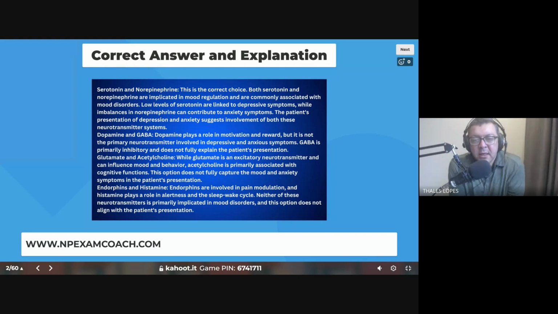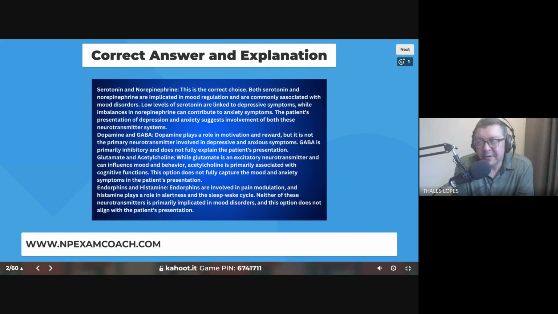It's the correct choice. Both serotonin and norepinephrine are implicated in mood regulation and are commonly associated with mood disorders, right? So with low levels of serotonin, we think of depression-like symptoms, even anxiety. But an imbalance of norepinephrine can also contribute to anxiety, right? With a lot of norepinephrine you can also be agitated, so anxious. So patients who present with depression and anxiety suggest the involvement of both neurotransmitters.